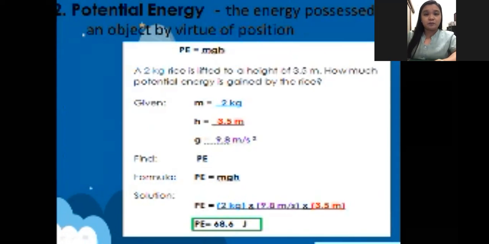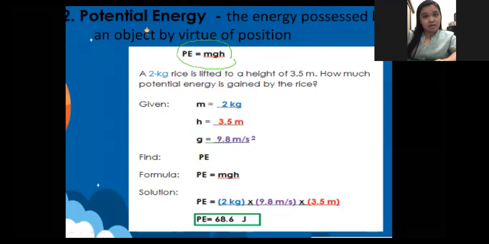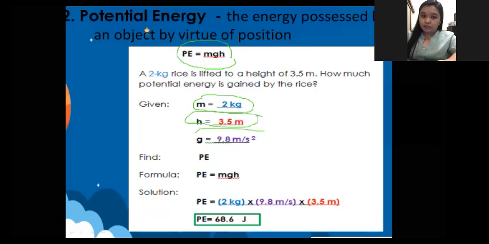So in getting the potential energy, the formula is PE is equal to mgh. Just as with kinetic energy, all you need to do is get the m, or the mass, and the height. Always remember that the value of g is 9.8 meters per second squared.